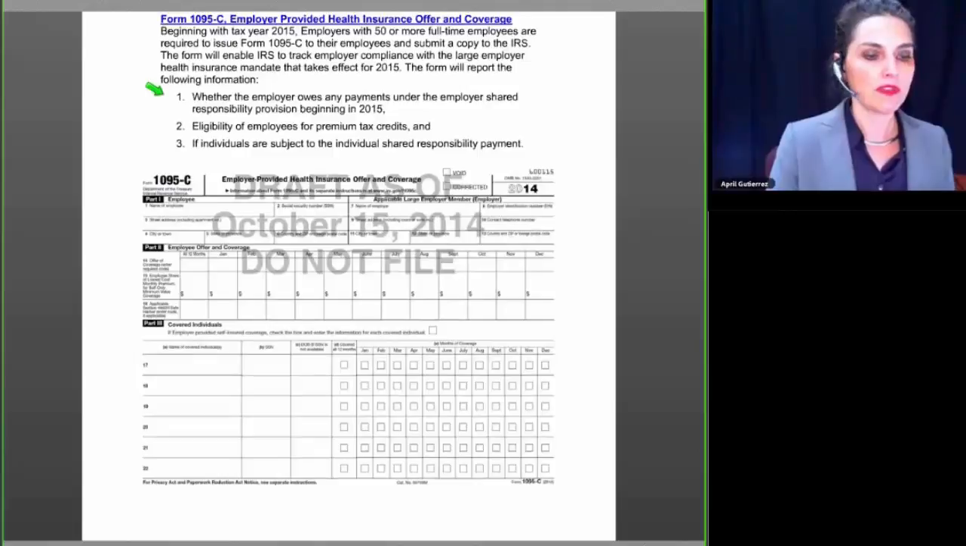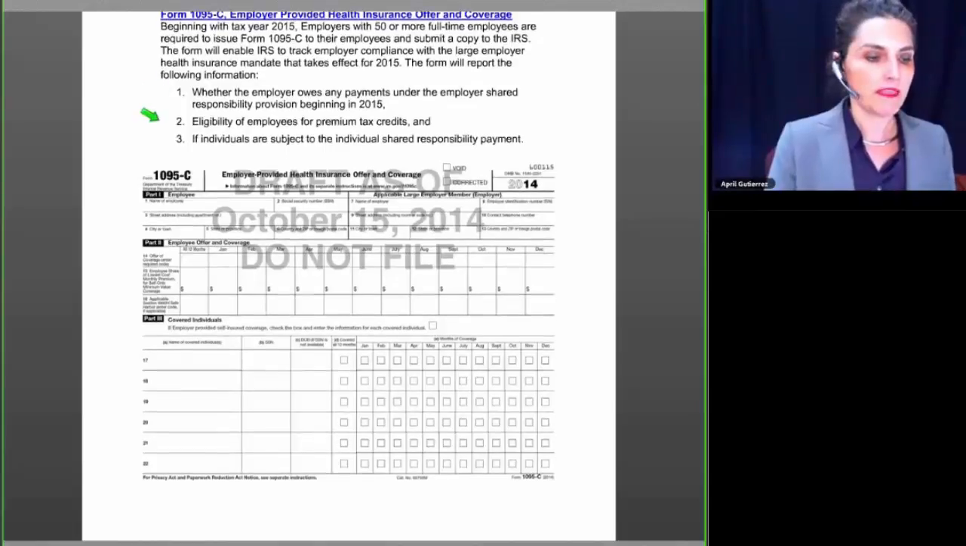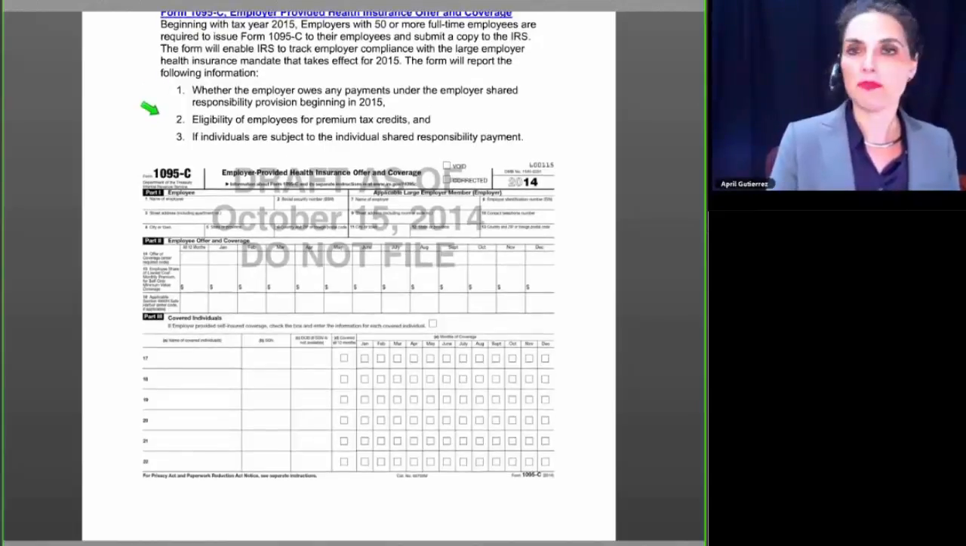Firstly, whether the employer owes any payments under the employer shared responsibility provision beginning in 2015, the eligibility of employees for premium tax credits, and if individuals are subject to the individual shared responsibility payment.